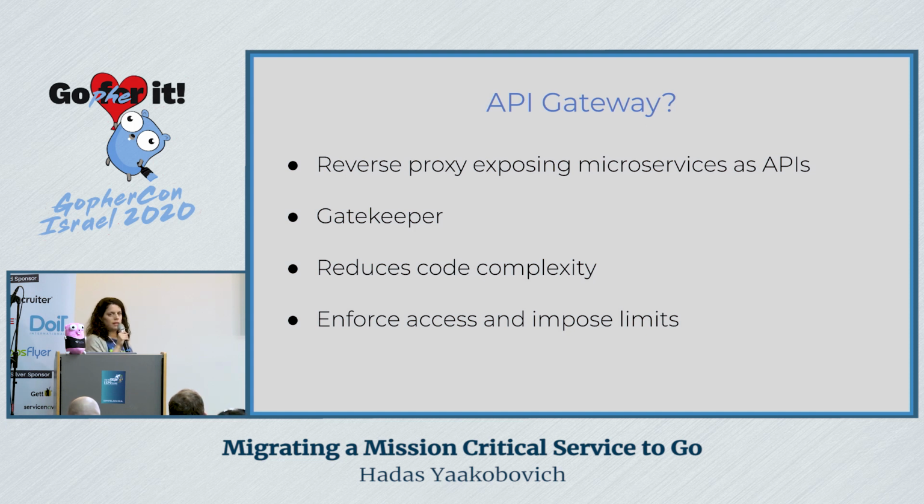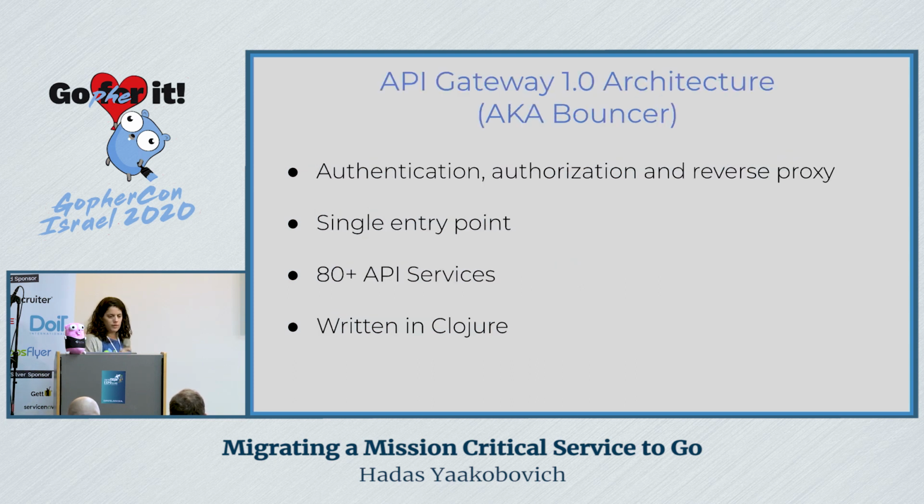Now, let's dive into our implementation of our old API gateway, and feel free to try and guess what issues we had and why we needed a new solution. So, our first API gateway was also called the bouncer. It performed authentication, authorization, and reverse proxy. It served as a single point of entry to the AppsFlyer management system, serving over 80 API services and around 35,000 customer accounts. It was written in Clojure, the language all AppsFlyer engineers felt the most comfortable with at the time.